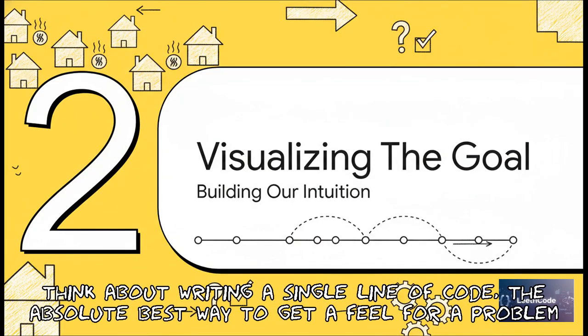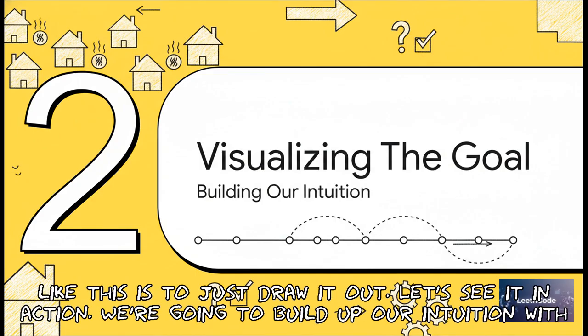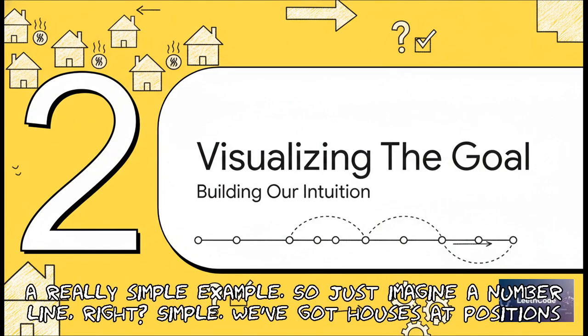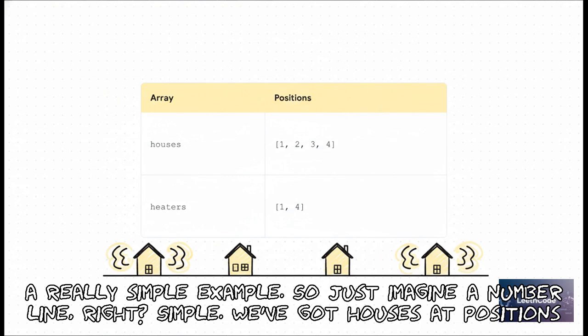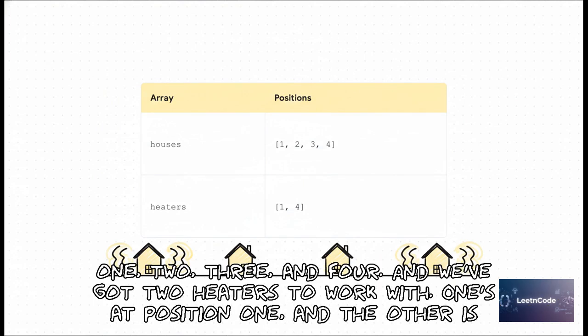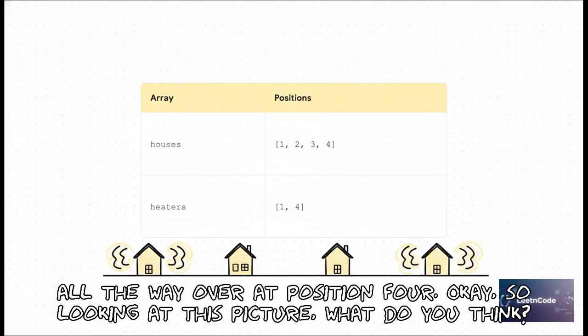Now, before we even think about writing a single line of code, the absolute best way to get a feel for a problem like this is to just draw it out. Let's see it in action. We're going to build up our intuition with a really simple example. So just imagine a number line, right? Simple. We've got houses at positions 1, 2, 3, and 4. And we've got two heaters to work with. One's at position 1, and the other is all the way over at position 4.